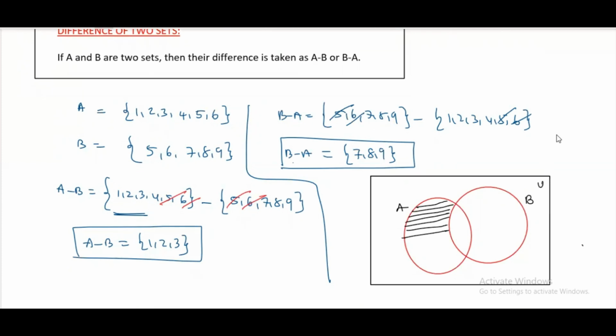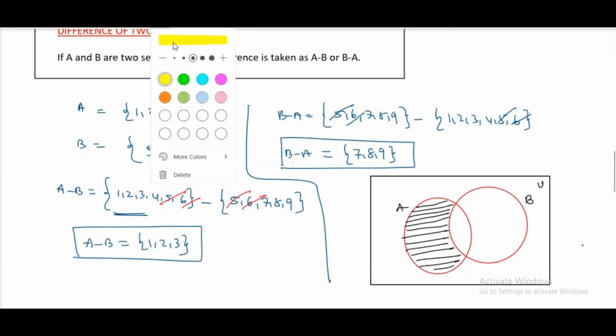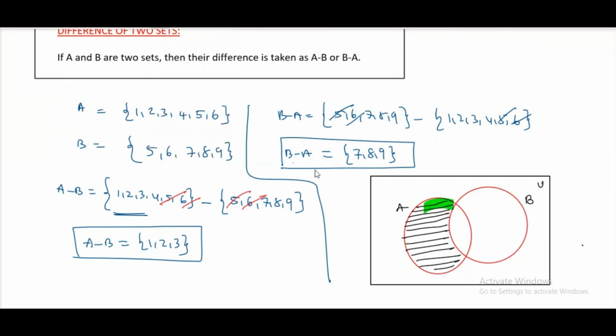So this is the part left out. This is A minus B here. I'm coloring this, which is A minus B. So the part which is A minus B.